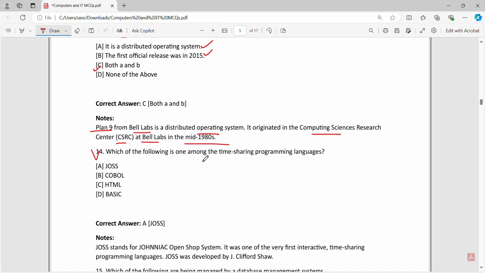14. Which of the following is one among the time sharing programming languages? So the answer is A, JOSS.